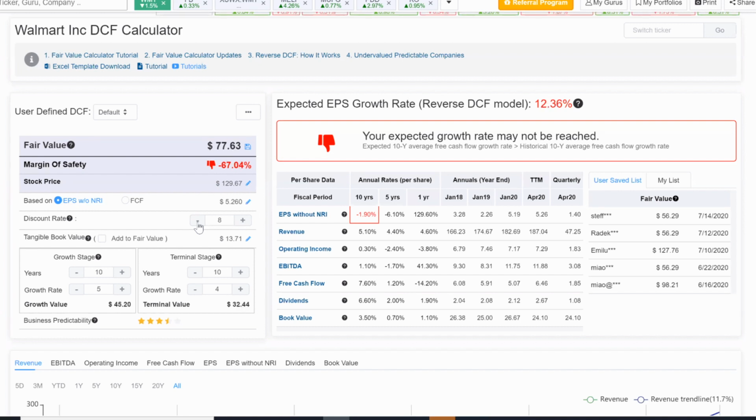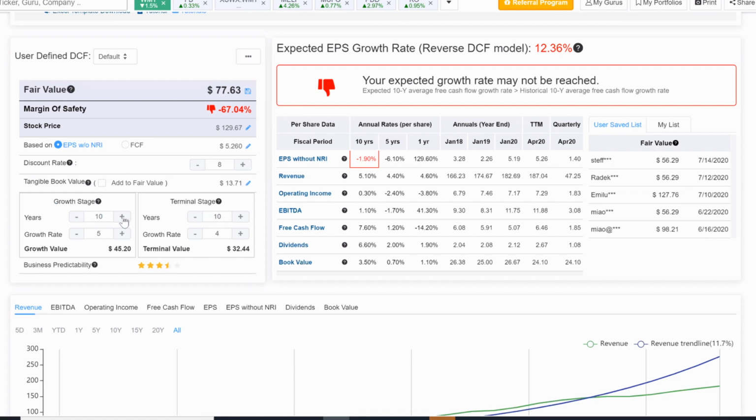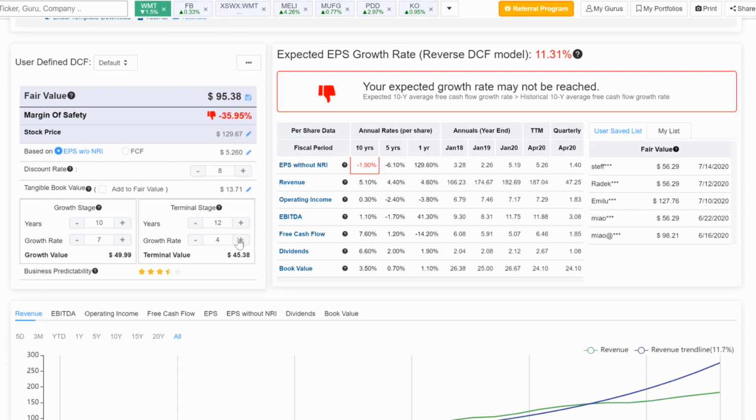I change it from 12% to 8%. These days, I think maybe it's better to use a lower discount rate because the interest rate is so low. You can also change the years of growth stage here, the same way as the discount rate, and also the growth rate. You can change all of this, and then the terminal year of growth and the terminal growth rate, just by clicking the plus and minus buttons here.